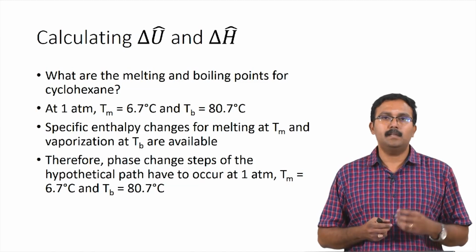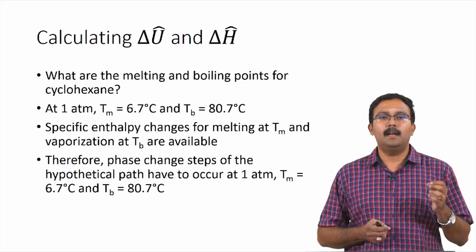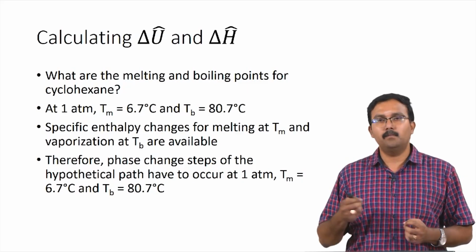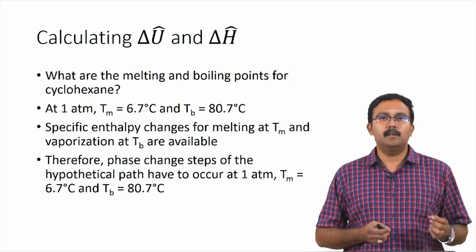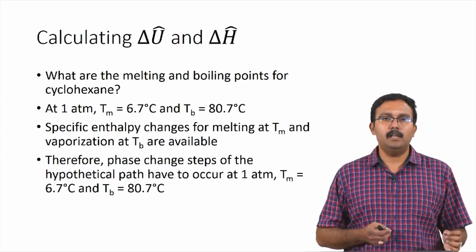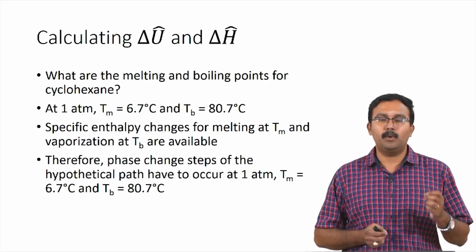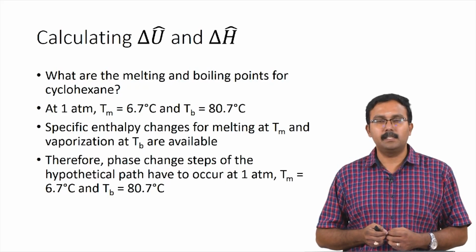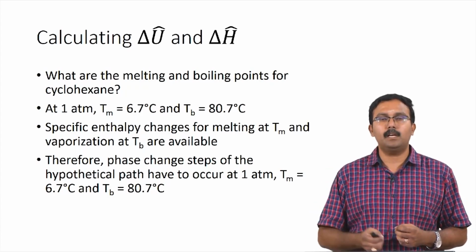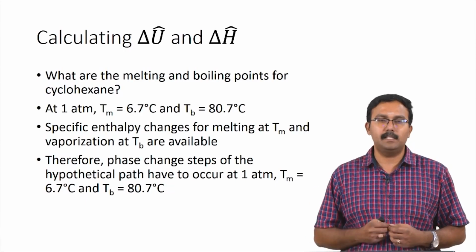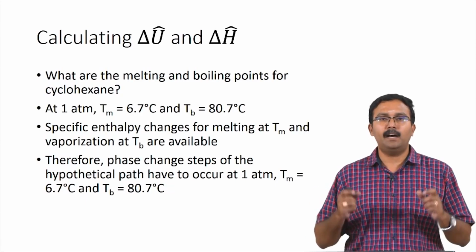So, the phase change steps would have to happen at 1 atmosphere and melting point of 6.7 and boiling point of 80.7. This means that when cyclohexane solid is getting converted to cyclohexane liquid, that has to happen at 1 atmosphere and 6.7 degrees Celsius, and cyclohexane liquid to cyclohexane vapor has to happen at 1 atmosphere and 80.7 degrees Celsius. So, the hypothetical path that you build would have to have these two steps.